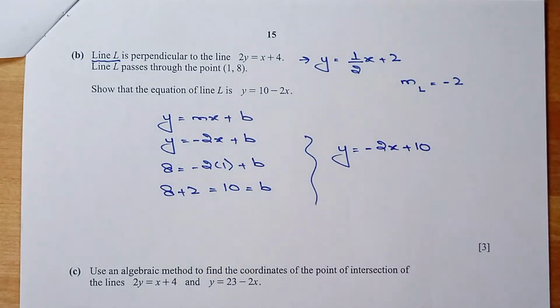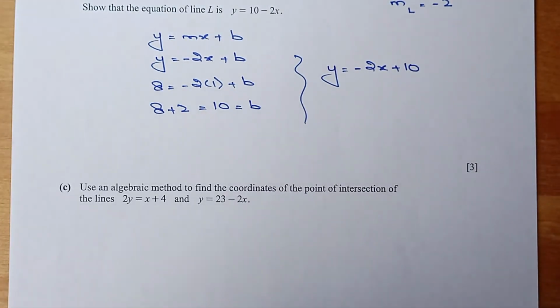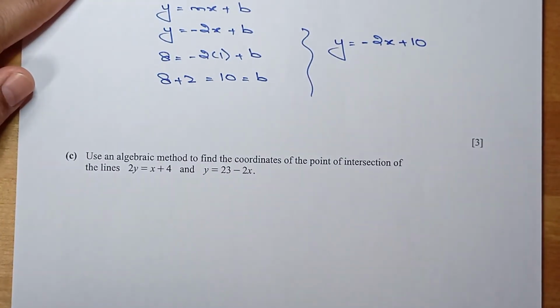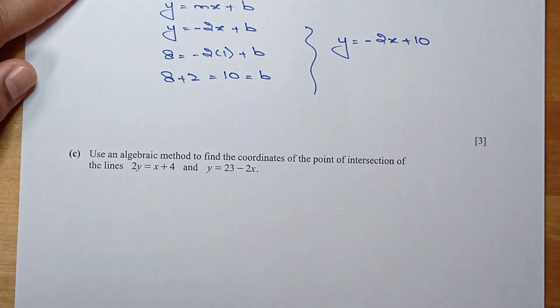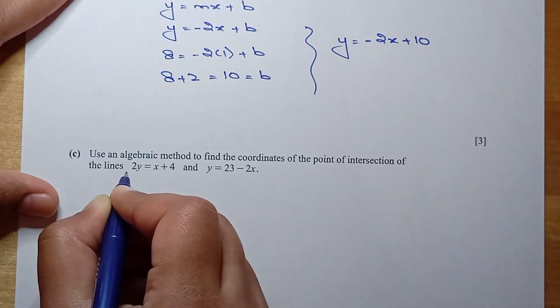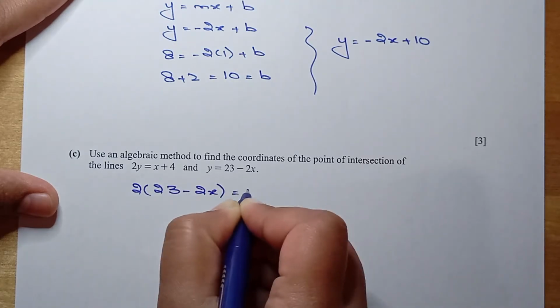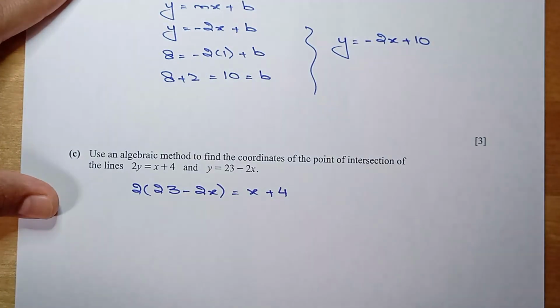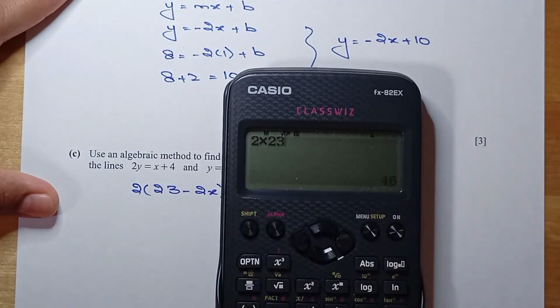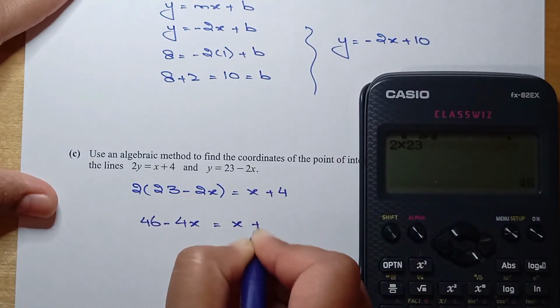Right. Now for the C part, use an algebraic method to find the coordinates of the points of intersection of the lines. Okay, so for the two lines, we can solve by using the method of substitution or the method of elimination and find the values for x and y, the point of intersection, right? Okay, so in the second equation, we have the y value. Substitute that y in the first. So we have 2 times y, which is 23 minus 2x, equals x plus 4. 2 times 23 is 46. 46 minus 2 times 2, which is 4x, equals x plus 4.